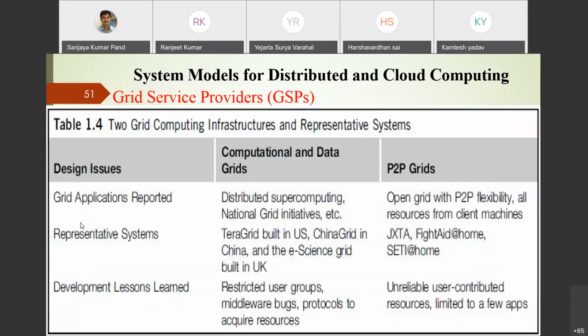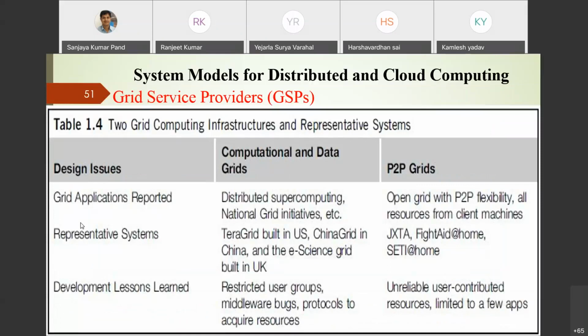Now, come to various design issues with respect to grid. The previous design issues were with respect to the cluster. This is with respect to grid. Overall, you will see that there are some design issues with respect to parallel and distributed systems. So they have taken two things. One is either the computational or data grid. The next one is your P2P system, right?